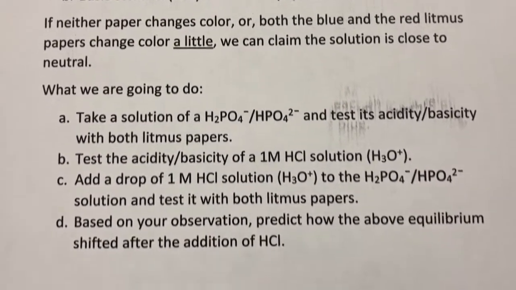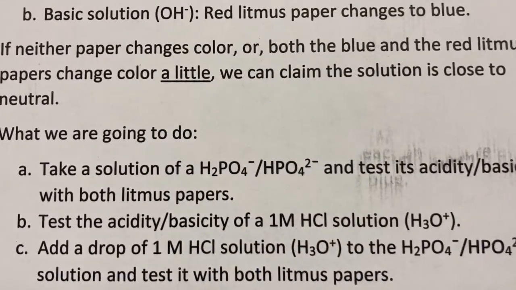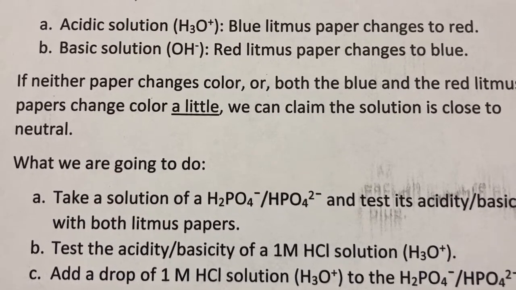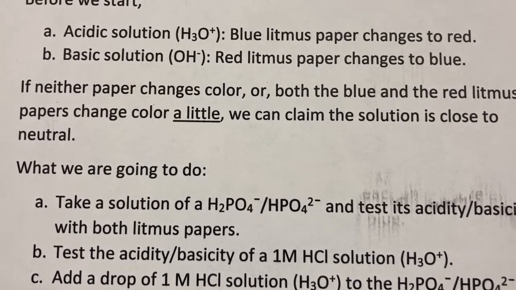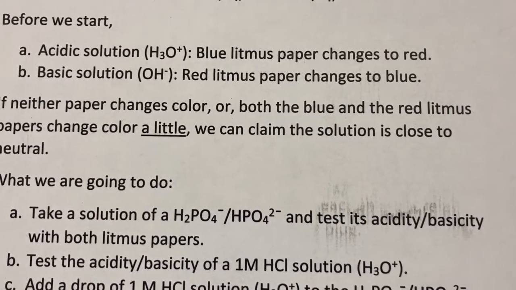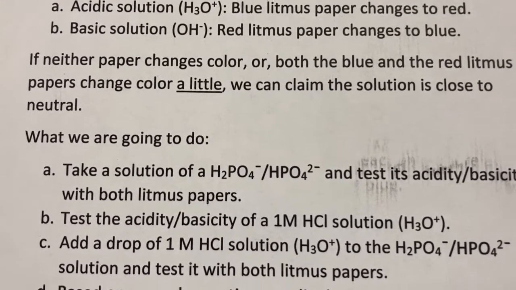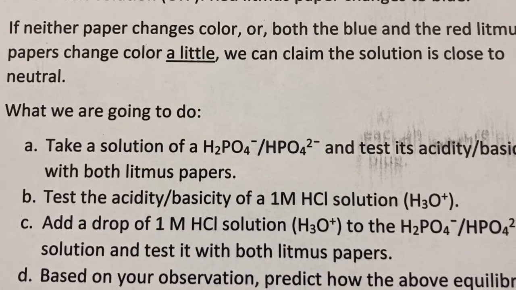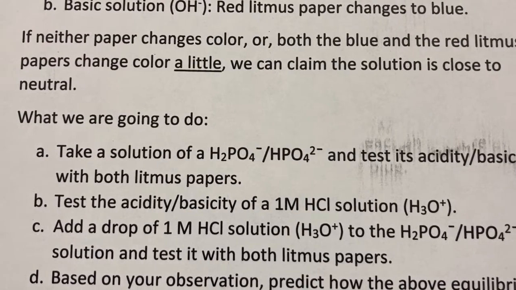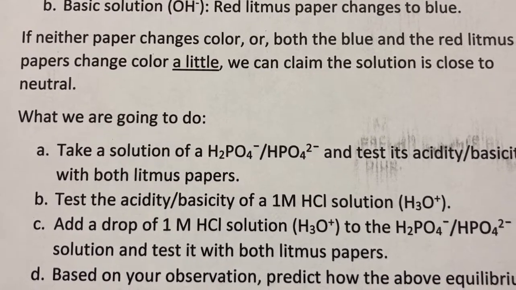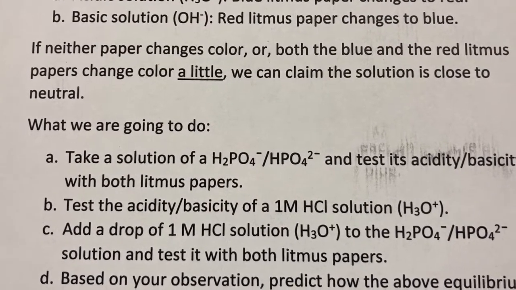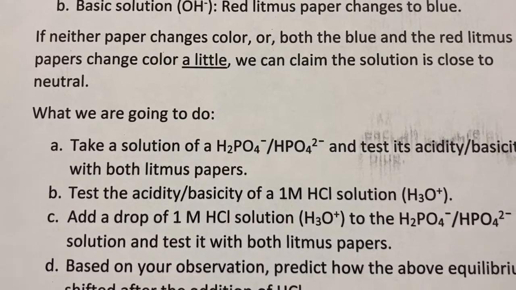Okay, so this is what we're going to do. First, we're going to take a solution of a mixture of dihydrogen phosphate and hydrogen phosphate and test its acidity or basicity with litmus papers. Then we'll test the acidity or basicity of our 1 molar hydrochloric acid. Well, we know hydrochloric acid solution is an acidic solution. So ideally, we're going to observe the blue paper changes to red. We're going to do that.